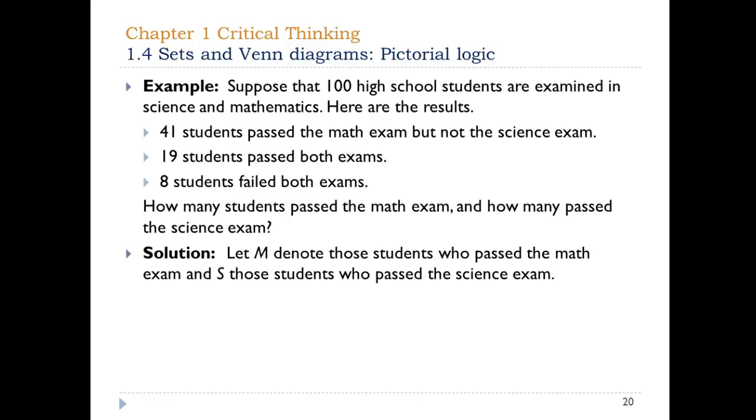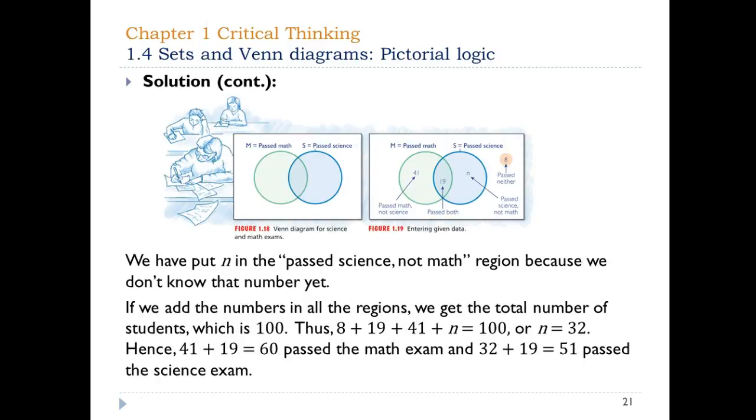Solution. Let M denote those students who passed the math exam and S those students who passed the science exam. This circle represents students who passed math. This circle represents students who passed science. 41 students, this slice right here, passed math and not science. 19 students passed both. And some students passed science but not math. And 8 students are outside of these two sets.